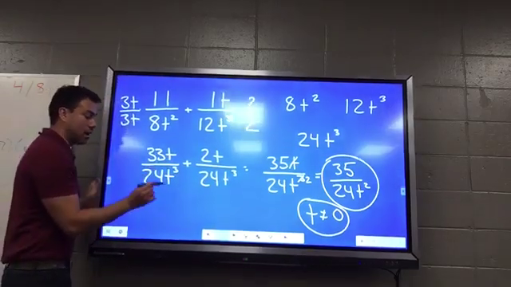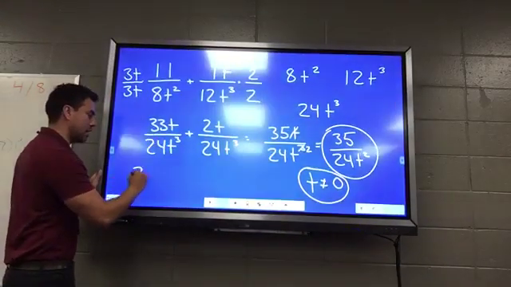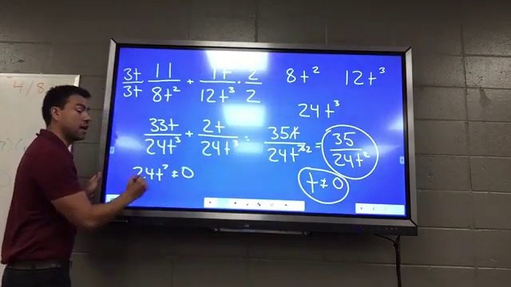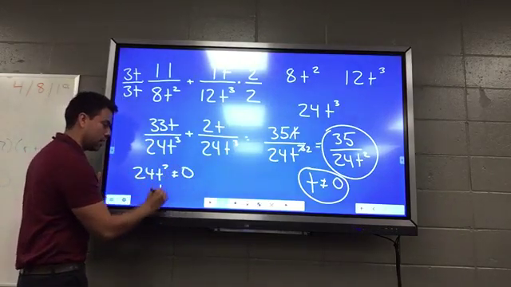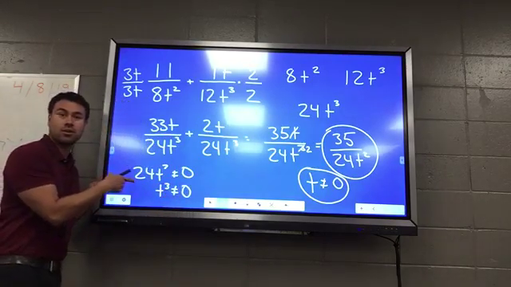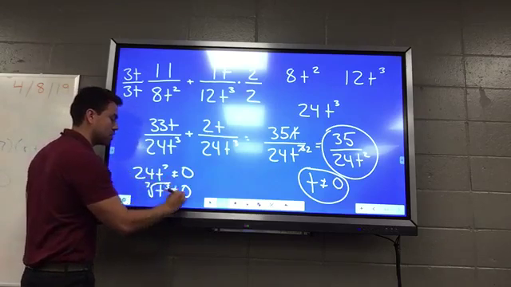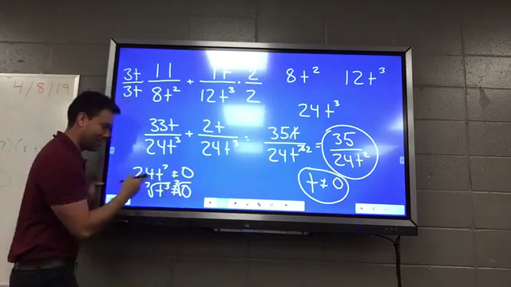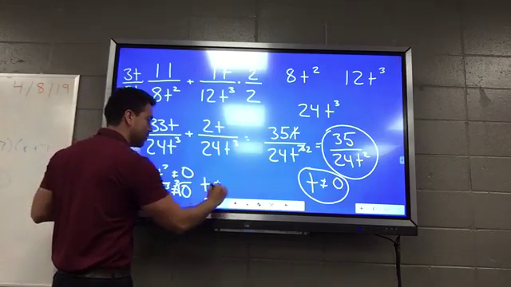The way I find it for any problem is I just say 24t cubed cannot equal 0, right? Then you divide both sides by 24. You get t cubed does not equal 0. How do you solve for that? You cube root both sides. So you get t does not equal 0.